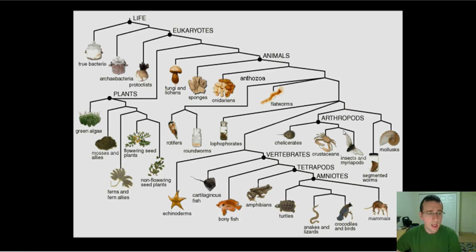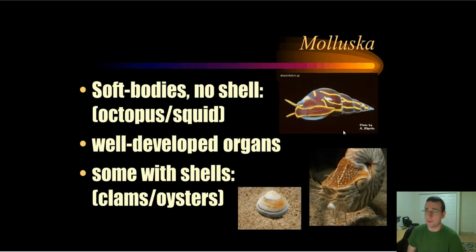Another type is going to be the mollusca. Now, they're different from segmented worms in the sense that the mollusca are not really going to have segmented bodies, but they do have advanced organs. Now, there's two main kinds of mollusca. You have soft body mollusca, like the octopus and the squid. They actually have a very strong cephalization and very big brains. So you have octopus and squid.